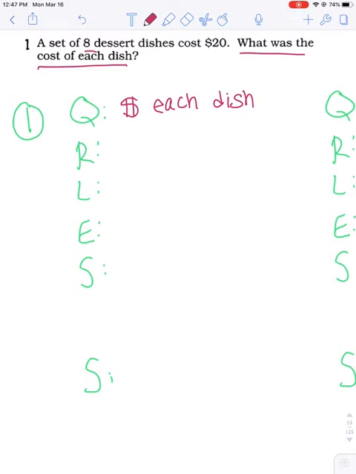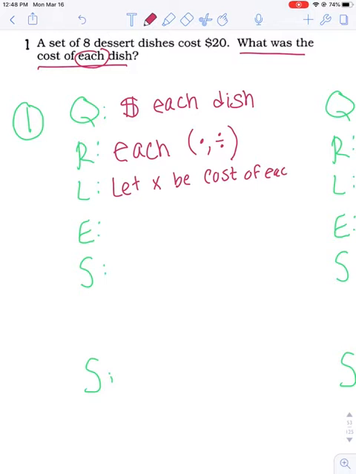The relationship would be the word each. They don't really give us any other kind of relationship there. And each could be multiplication or division. We know how to do the let statement. Go ahead and write your let statement. So you should write let x be cost of each dish. See if you can come up with the equation now.